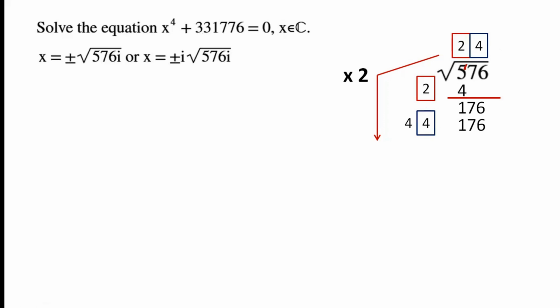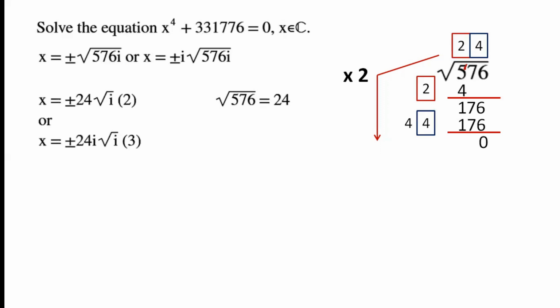4 times 44 is 176. We have a remainder of 0. So the root of 576 is 24. So either x equals plus or minus 24 times root i, or x equals plus or minus 24i times root i.